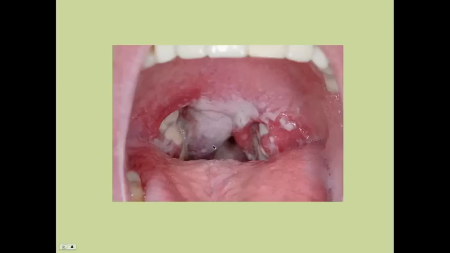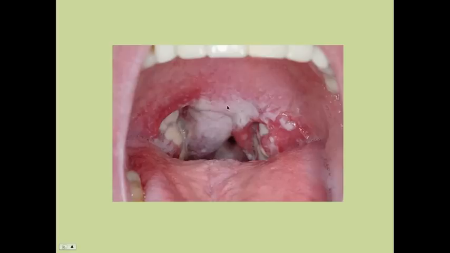Here's the tonsils here. I don't even see the uvula. Is that it? Maybe right there. So again, more exudate. Okay, here's another one. So you can get the picture.